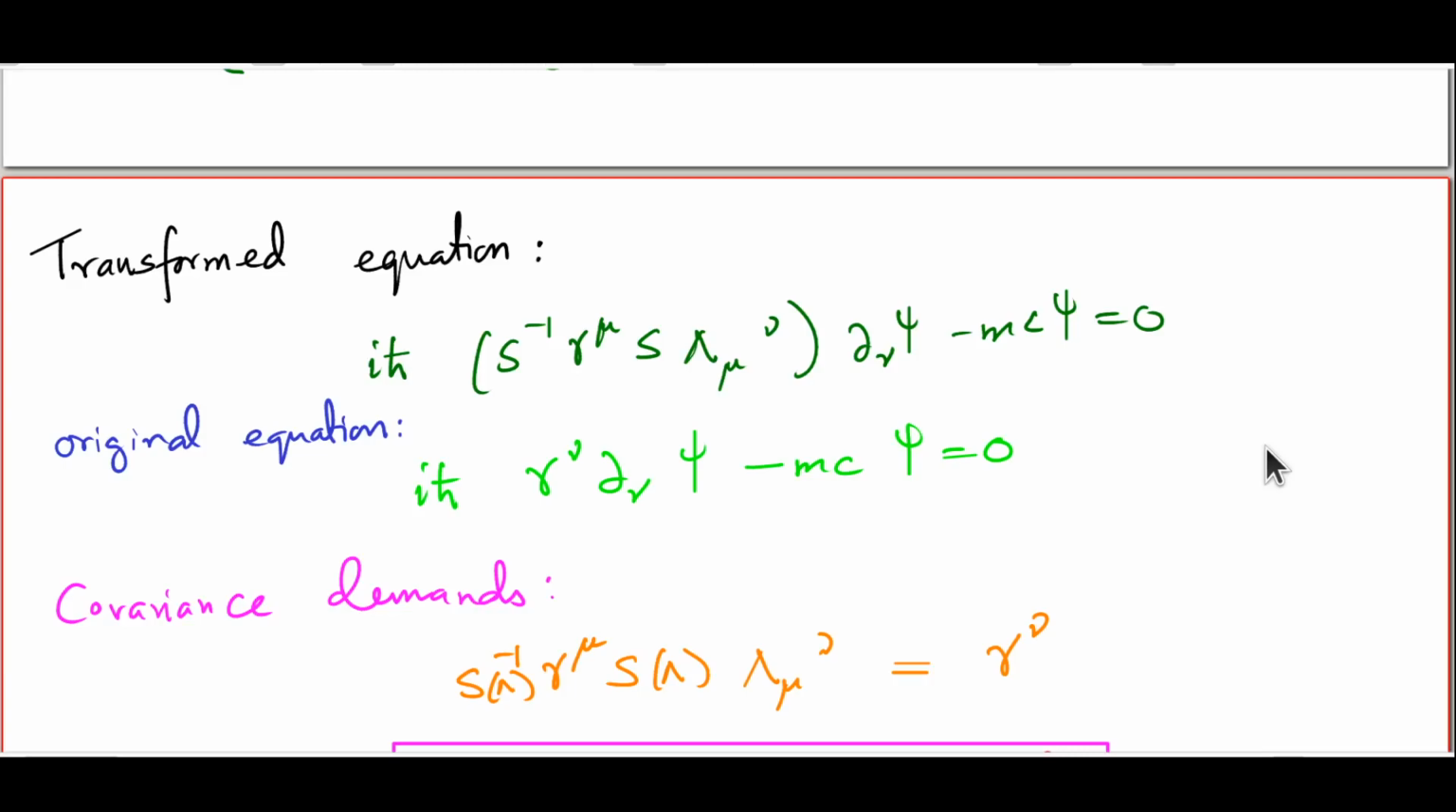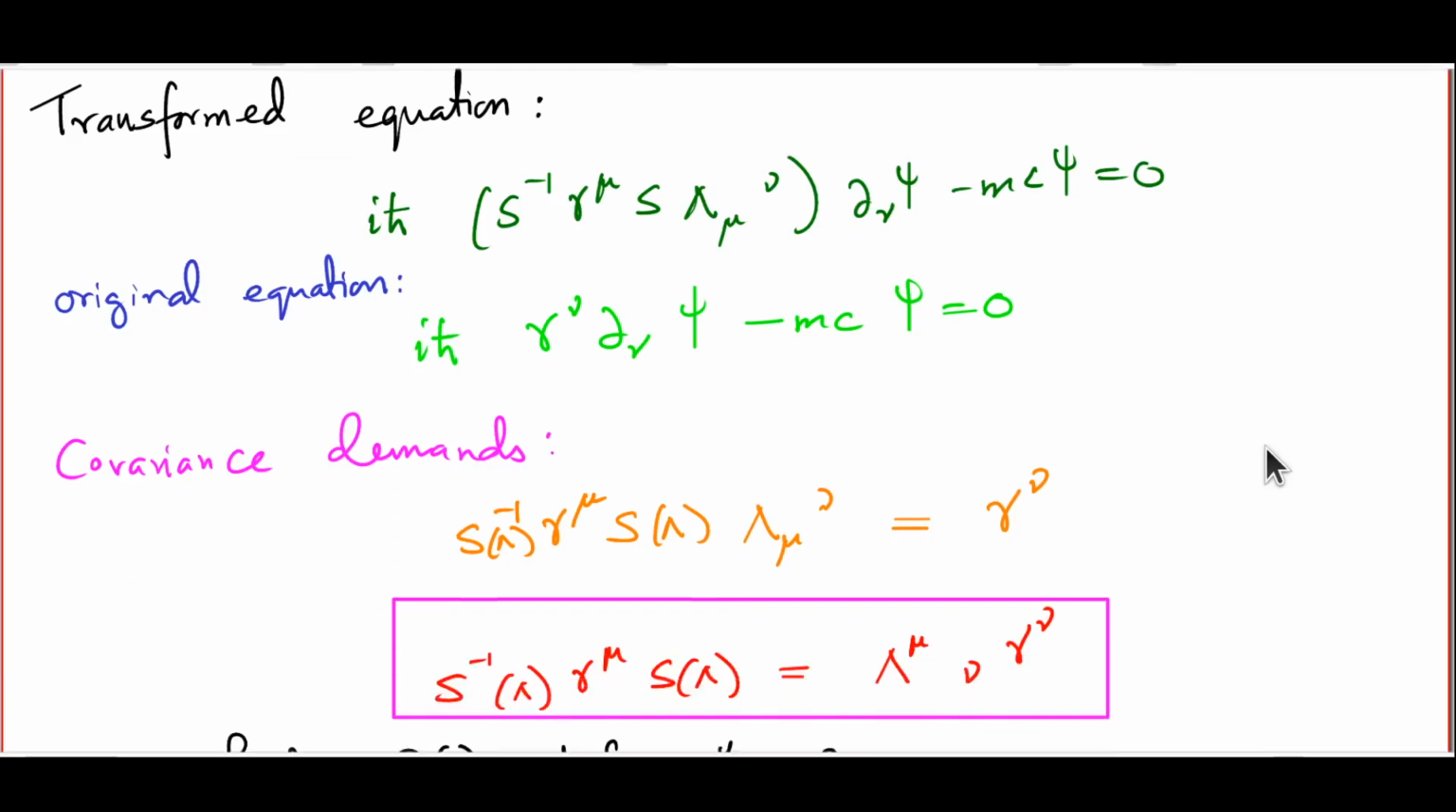This equation may look a bit more familiar if we were to move the lambda mu nu from the left to the right by using the fact that these are actually the inverse transpose matrix coefficients. This is a very standard trick which you can play here, and that will give you S inverse lambda gamma mu S of lambda is lambda upper mu lower nu. These are of course the coordinate transformation coefficients, or the vector component transformation coefficients, times gamma nu. Of course, when I say times gamma nu, I mean there is a sum over all nu.